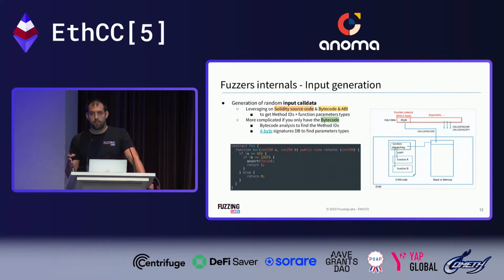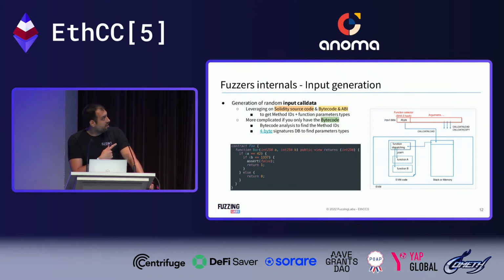But even if you only have the bytecode, which is the case if you are doing black box fuzzing, you can still leverage that and learn directly from the bytecode. Typically, you take a look at the 4-byte function ID, the method ID, directly inside the bytecode, and you will be able, first of all, to find the method ID, and also you can use some reverse database to actually find out the parameters.